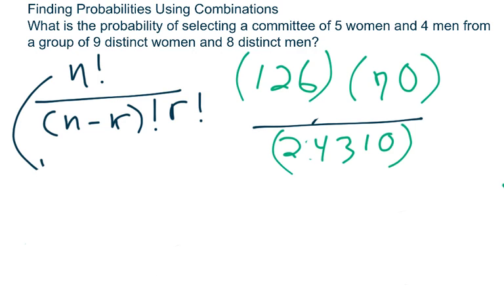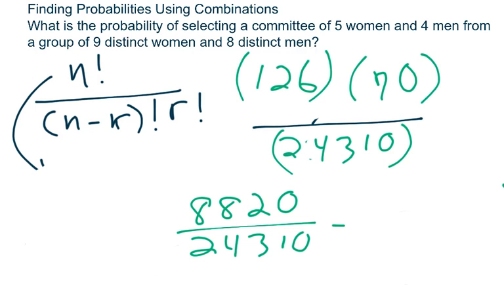And now we're ready to find the probability of selecting a committee of 5 women and 4 men from a group of 9 distinct women and 8 distinct men by taking the product of 9 choose 5 and 8 choose 4 and dividing it by 17 choose 9. The product in our numerator comes out to be 8,820 divided by 24,310. The quotient of these numbers becomes 0.3628.